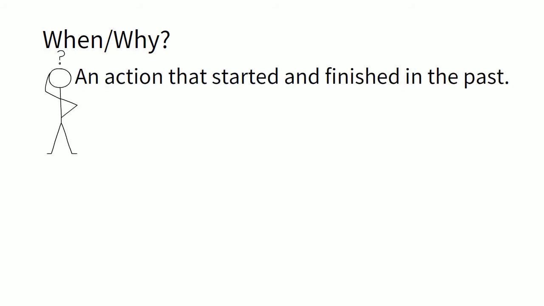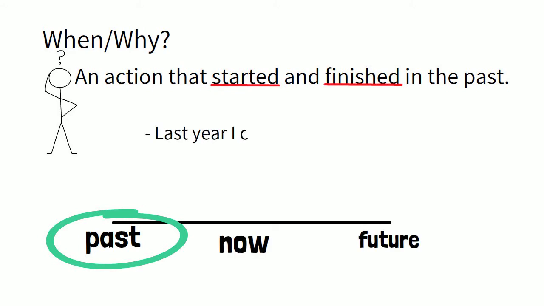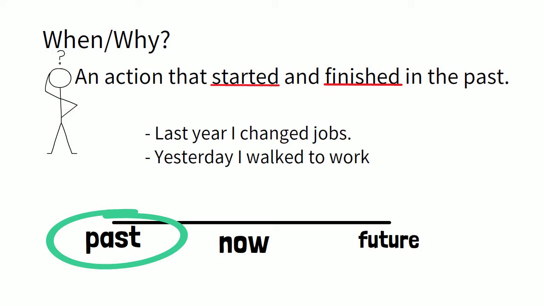First, when and why do we use the simple past tense? We use the simple past tense to talk about an action that starts in the past and finishes in the past. Simple past sentences are about completed actions. For example, last year I changed jobs. Yesterday I walked to work.